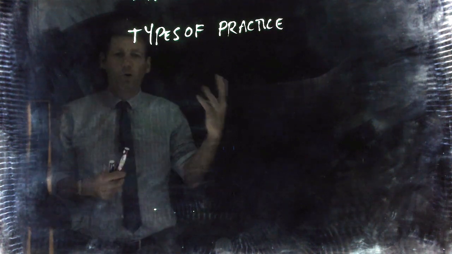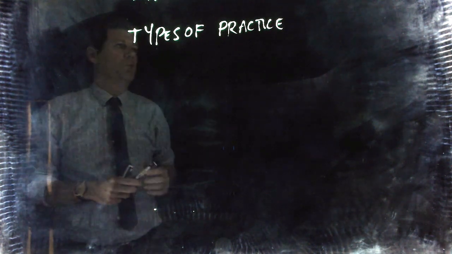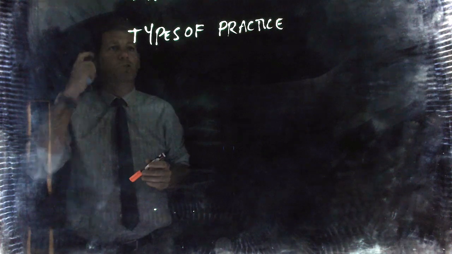So we're going to look at 4 types of practice today using the light board. This is part of lesson 2, sports psychology.